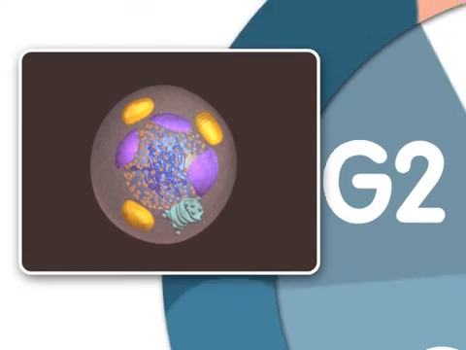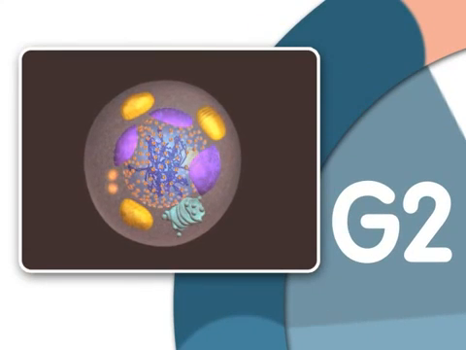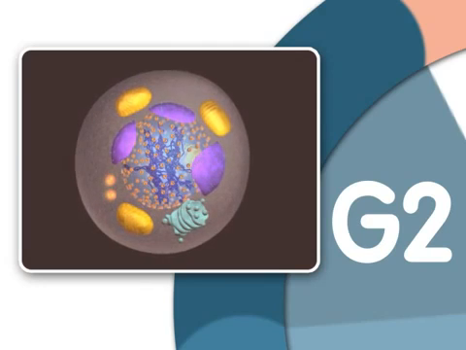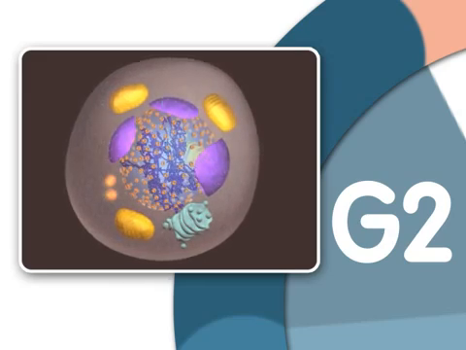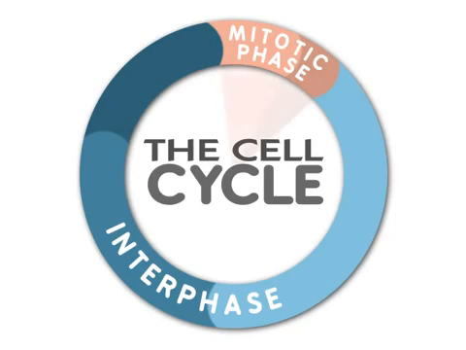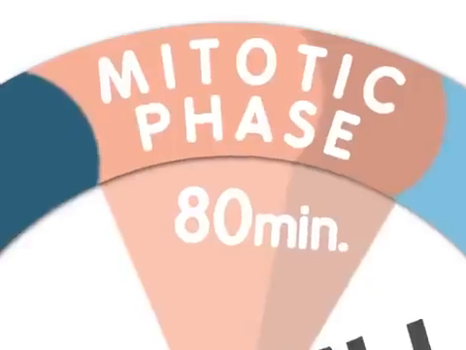The cell next enters another growth stage called G2, or gap 2. It is during G2 that the cell finishes growing. Once the cell has duplicated DNA in the nucleus and two centrosomes have appeared in the cytoplasm, mitosis can begin. For a typical eukaryotic cell, this will last about 80 minutes.